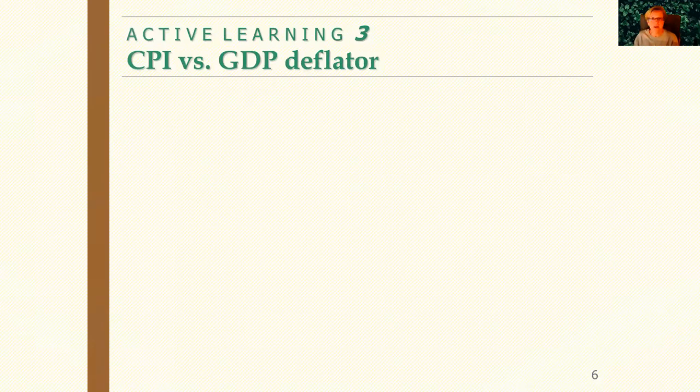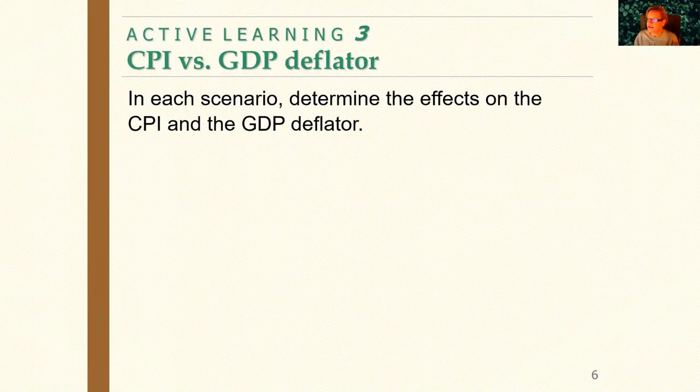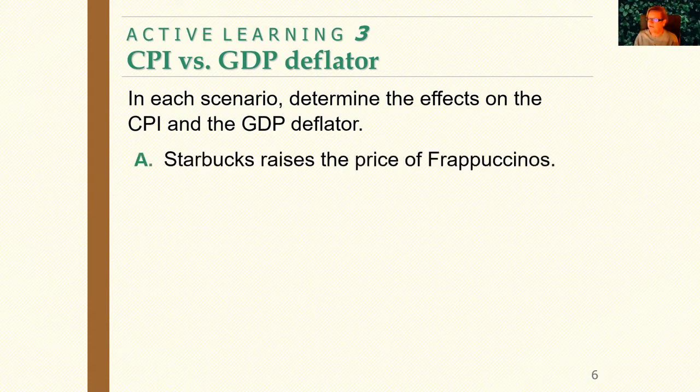All right, so now we're ready to try our hand. In each scenario, determine the effects on the CPI and then the effects on the GDP deflator. Just to remember, in the GDP deflator, we want to think about the national income accounts. It's based upon GDP, which is equal to consumption plus investment plus government expenditures plus net exports, and that is, again, exports minus imports.